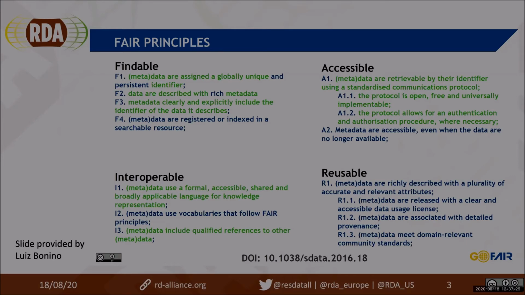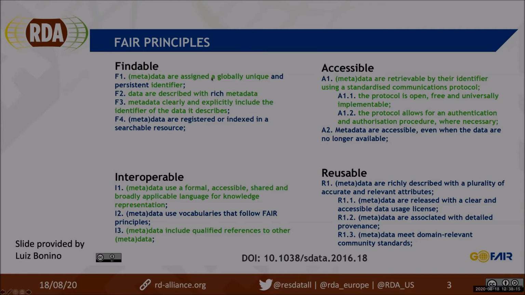And this slide was provided by Luis Benino out of Leiden University. He works directly with Barend Mons, who is the primary author on the paper that defined FAIR, but he split the FAIR principles into what are the technically implementable FAIR principles and what are more of the community-implemented or societal things. So in green, you can see things that are technically implementable, and then the black or blue lines are things that really take some societal buy-in to make happen.